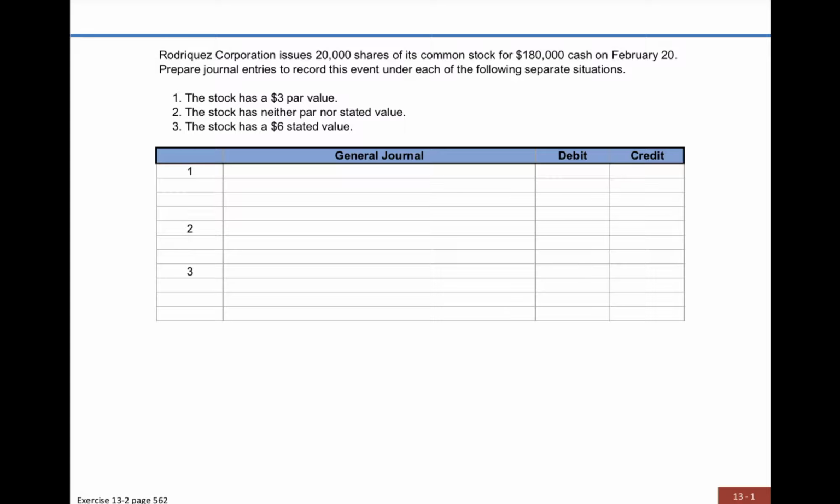Rodriguez Corporation issues 20,000 shares of its common stock for $180,000 cash on February 20th. Prepare journal entries to record this event under each of the following separate situations. So in the first situation, the stock has a $3 par value. So what does that mean?